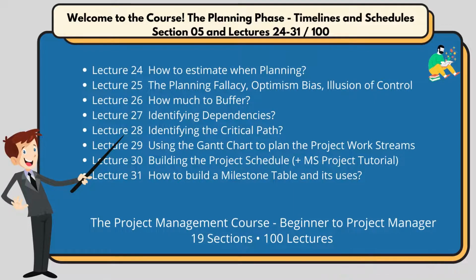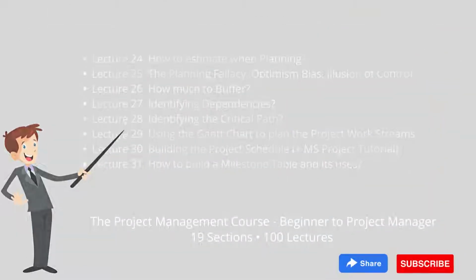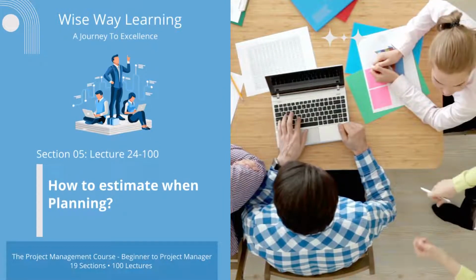This section includes the lectures such as Lecture 24 How to Estimate When Planning, Lecture 25 The Planning Fallacy, Optimism Bias, Illusion of Control, Lecture 26 How Much to Buffer, Lecture 27 Identifying Dependencies, Lecture 28 Identifying the Critical Path, Lecture 29 Using the Gantt chart to plan the project work streams, Lecture 30 Building the project schedule, plus MS Project tutorial, Lecture 31 How to build a milestone table and its uses. Section 5 and lecture number 24, How to estimate when planning.